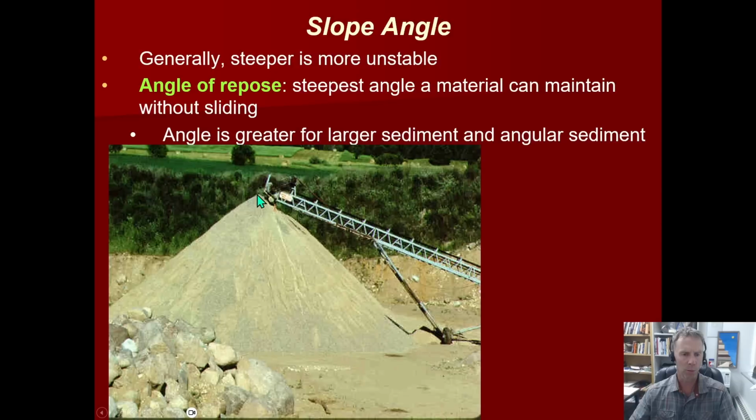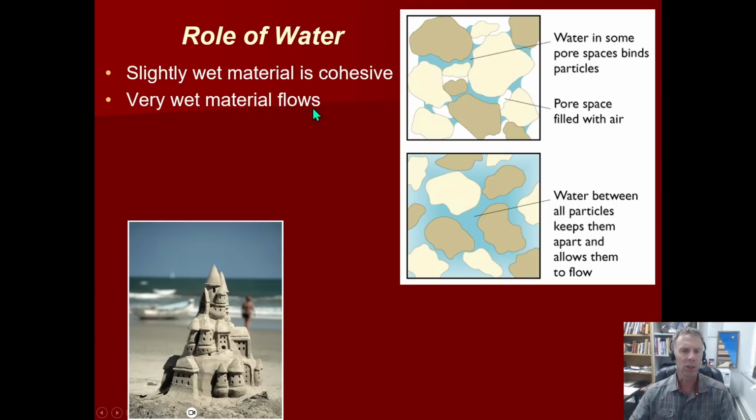And as it piles more and more up on top, eventually it slides or cascades down the side. So if we measure the angle of that pile, that would give us the angle of repose for that material. Let's look at some other factors that govern slopes as well.